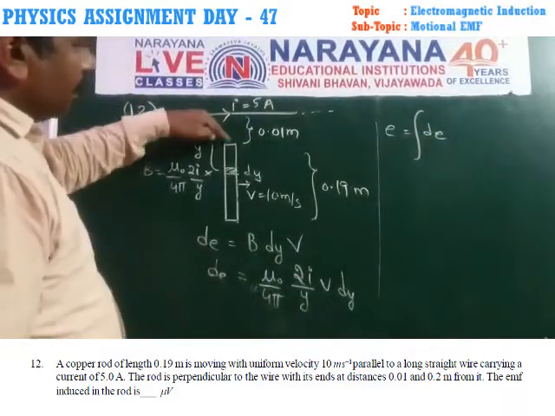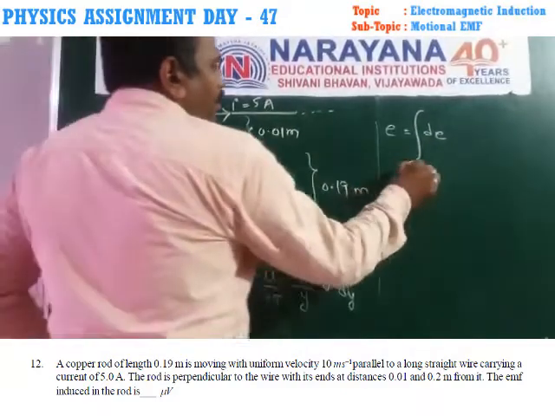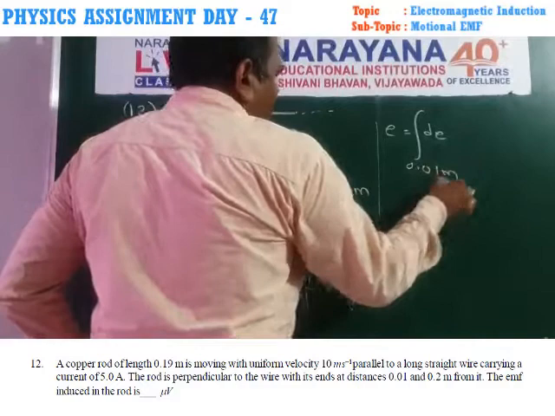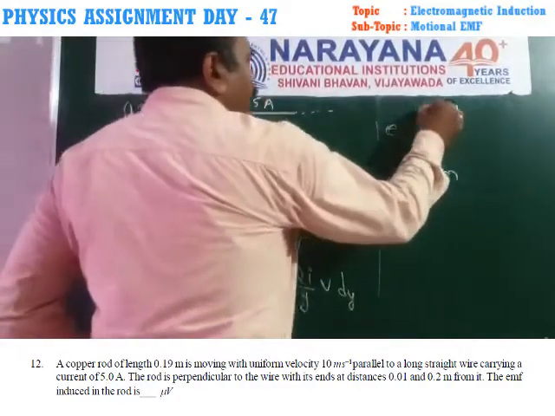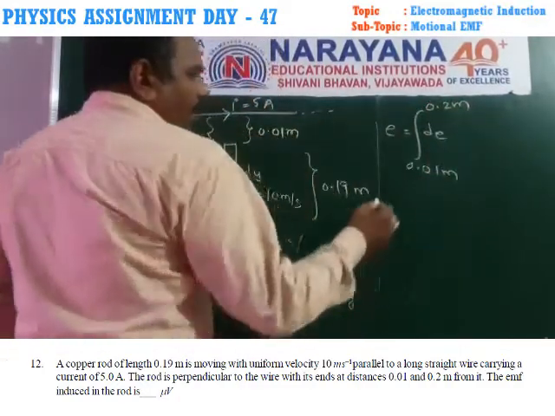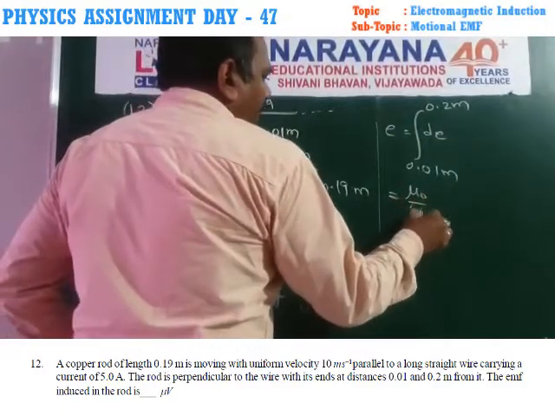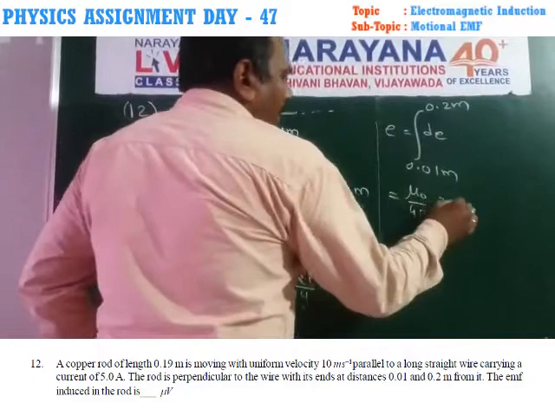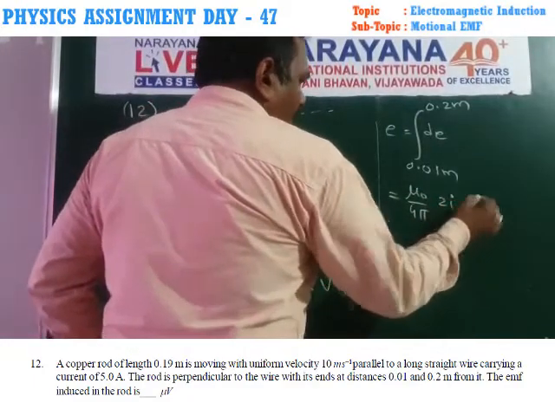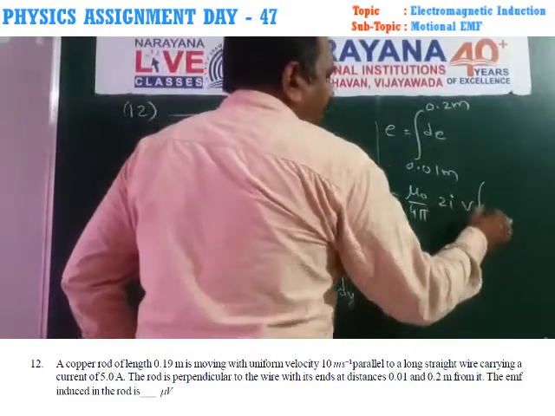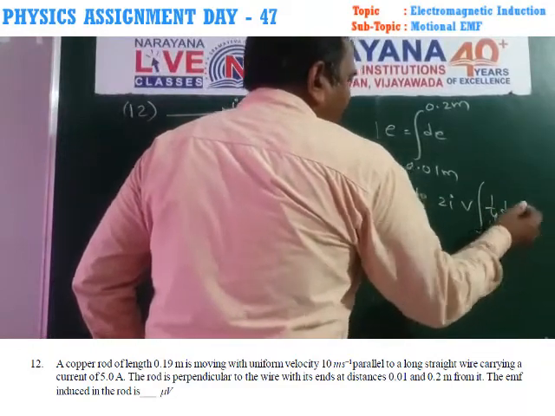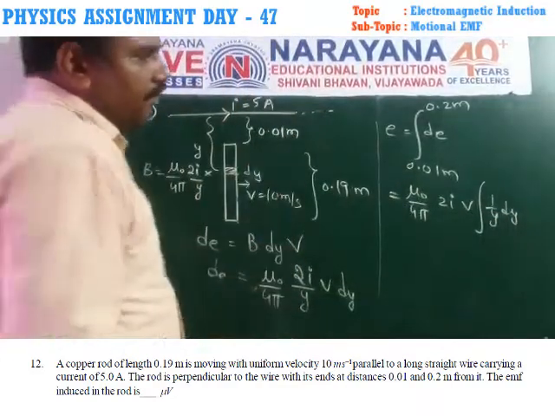The limits are taken from one end to the other end. So that is 0.09 meters to a total of 0.2 meters. So here, which one is constant? Mu naught by 4 pi is constant. 2I is also constant. V is also constant. Therefore, integral of 1 by y dy. 1 by y dy is log y.